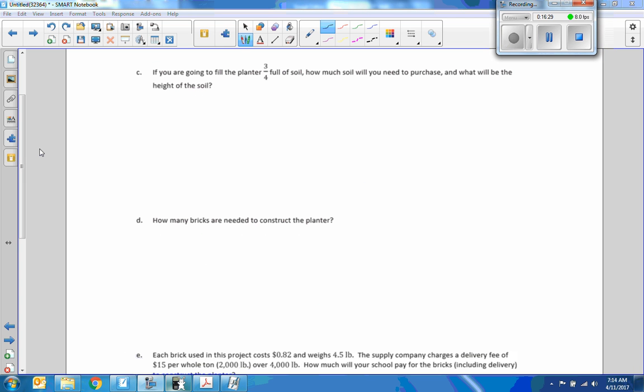Okay, part C says if you're going to fill the planter 3/4 full of soil, how much soil would you need to purchase, and what will be the height of the soil? So we're filling it 3/4 full of soil, and the height was 2 1/2 feet. So 3/4 times 2 1/2 is the first thing we need to calculate, which is the same as saying 3/4 times 5/2, which equals 15 over 8. 15/8 of a foot. That's going to be the height of the soil.